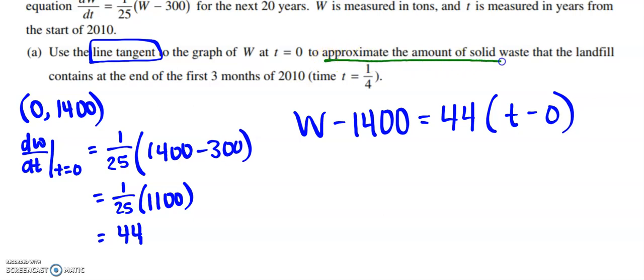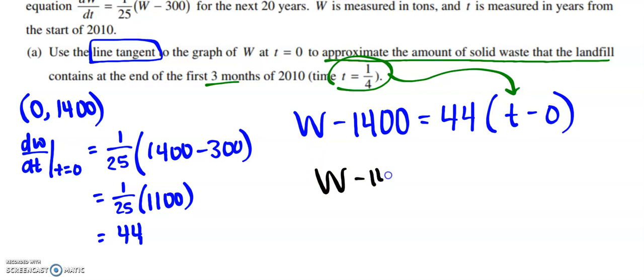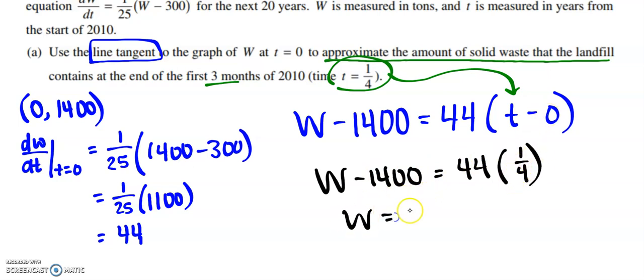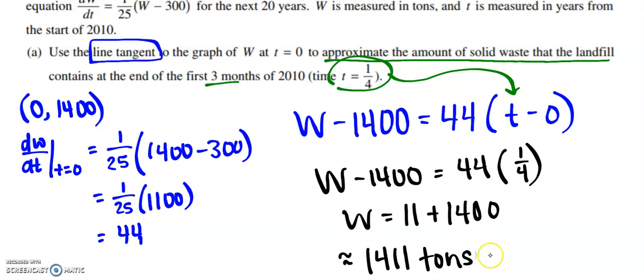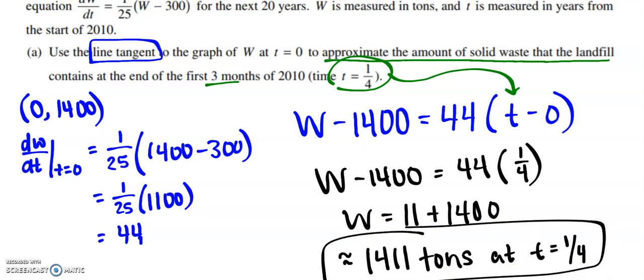And then we're supposed to approximate the amount of solid waste at the end of the first 3 months when t is 1/4. So I'm going to use this line and I'm going to plug in t is 1/4. So W minus 1,400 equals 44 times 1/4 minus 0, which is really just 1/4. So W equals 11 plus 1,400. So there are approximately 1,411 tons at time t equals 1/4. So remember, we were using a tangent line to approximate something nearby 0.